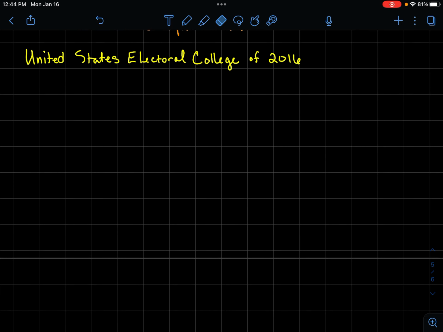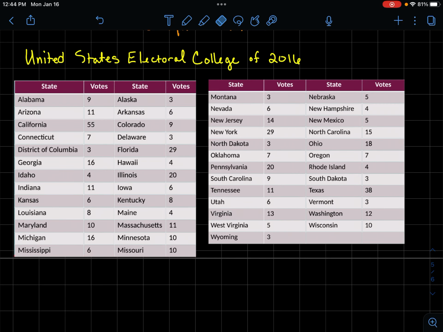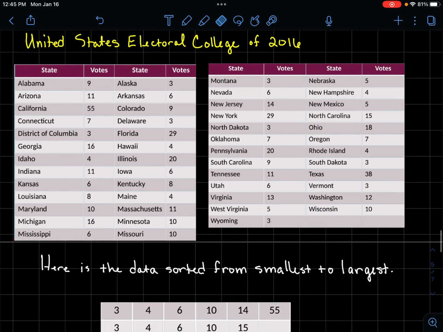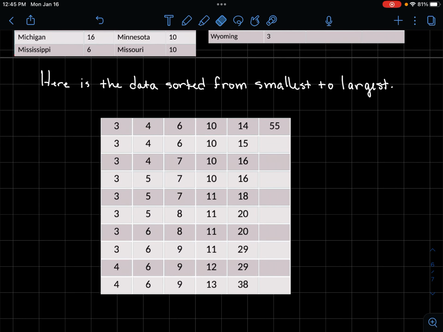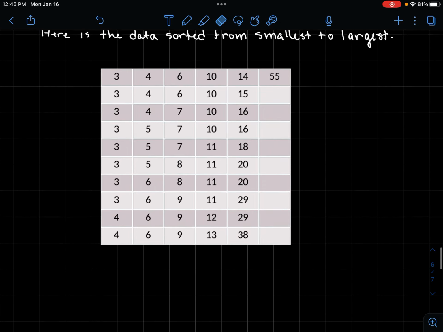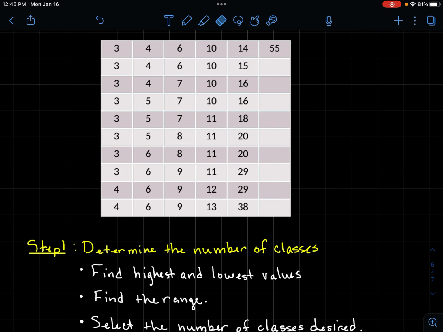So we're going to use an example of the United States Electoral College back from 2016 to construct a group frequency distribution. Here we have all of our states, including Washington, D.C., and their Electoral College votes. Typically what you do is you take all of your raw data, this will be raw data here, and then we're going to organize it so that it's easier to construct our distribution. We're going to order our data from the smallest amount of Electoral College votes to the largest amount of Electoral College votes.